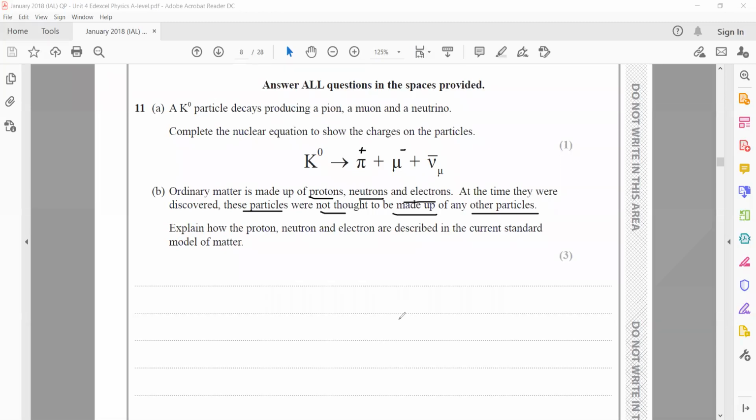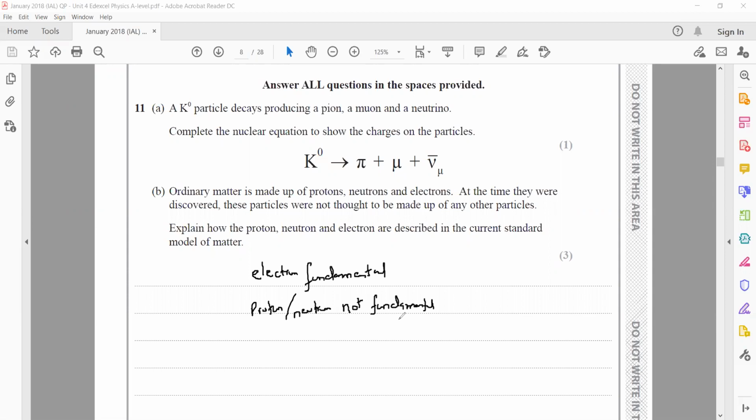We say the electron is a fundamental particle. If we say it's fundamental, it means it cannot be broken down into more particles, or the electron is not made up of any other particles. Whereas protons and neutrons are not fundamental particles.